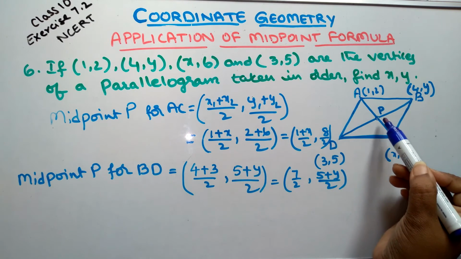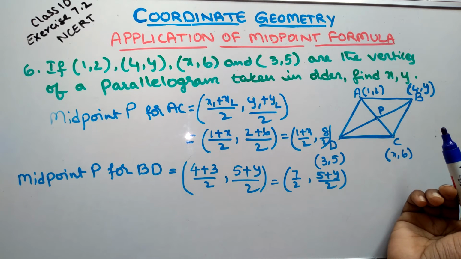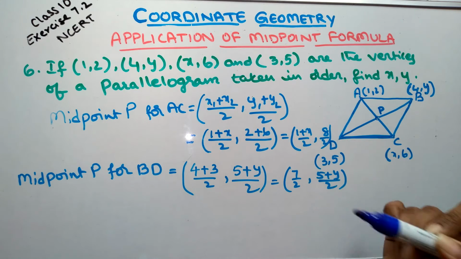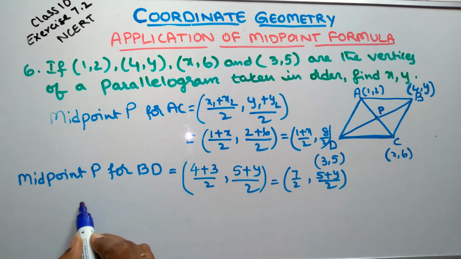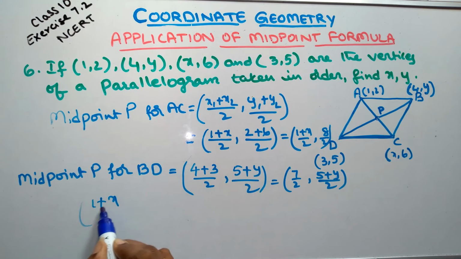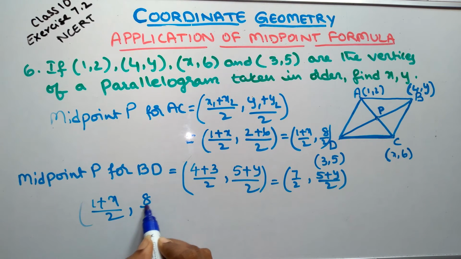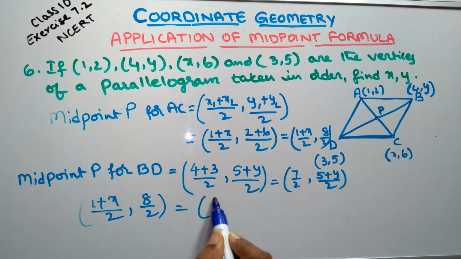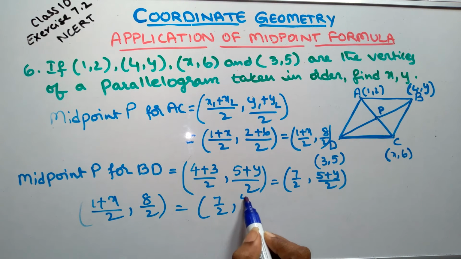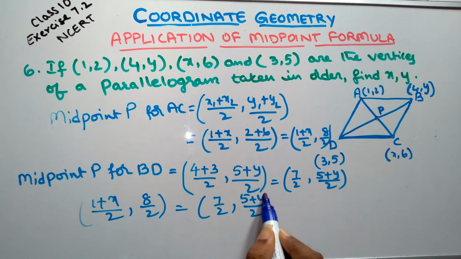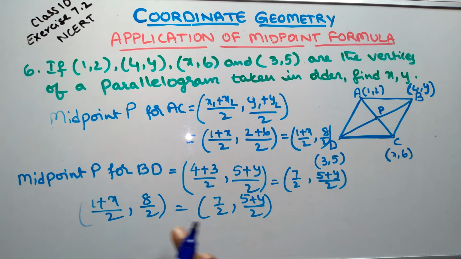Now both are the coordinates of P only. So we can equate this one and this one. ((1 plus x) by 2, 8 by 2) is equal to (7 by 2, (5 plus y) by 2). Now equating the x and y coordinates, we will get the values for small x and small y.